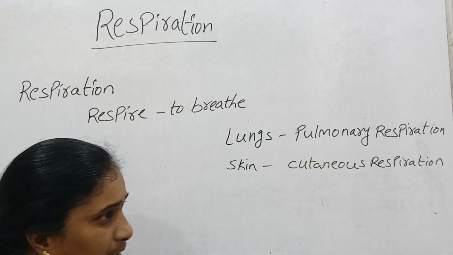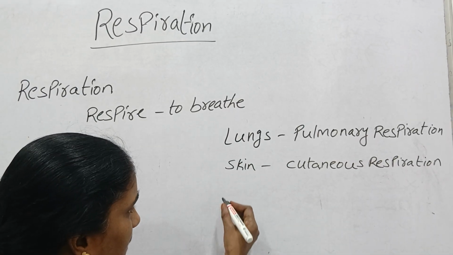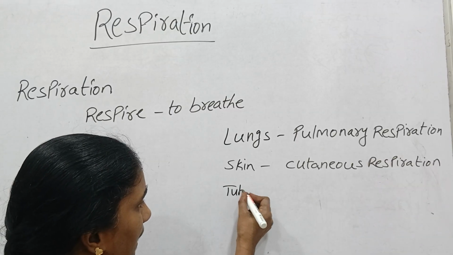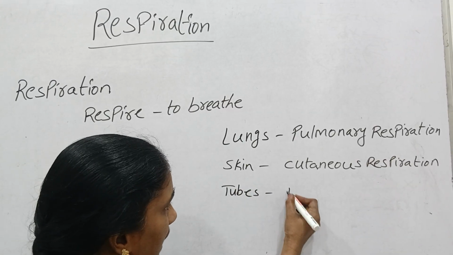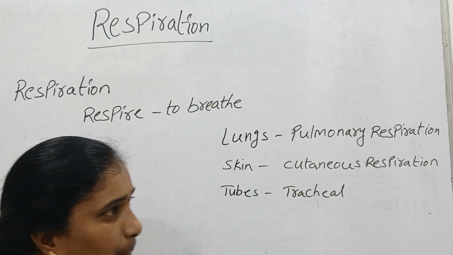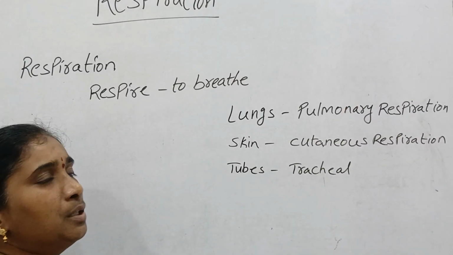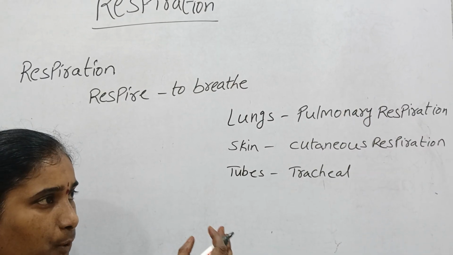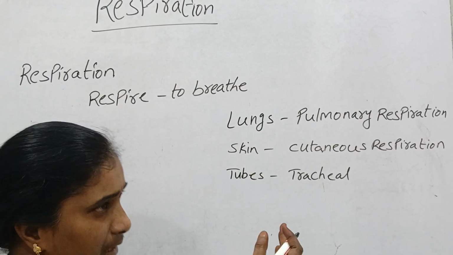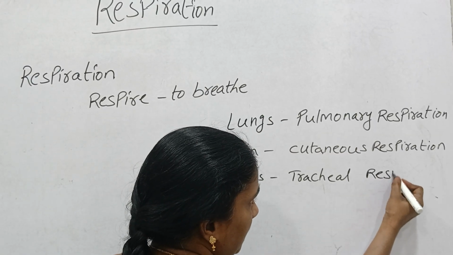Some organisms can respire with the help of tube-like structures. That is called tracheal respiration. Example, the cockroach. Small pores present on the surface of the cockroach are called spiracles. Internally these spiracles open into the trachea. So it is called tracheal respiration.